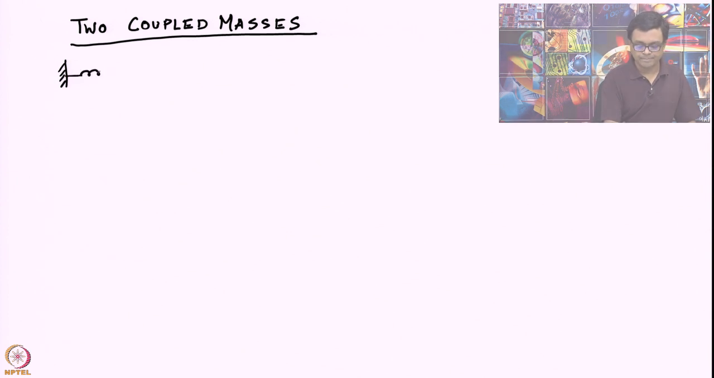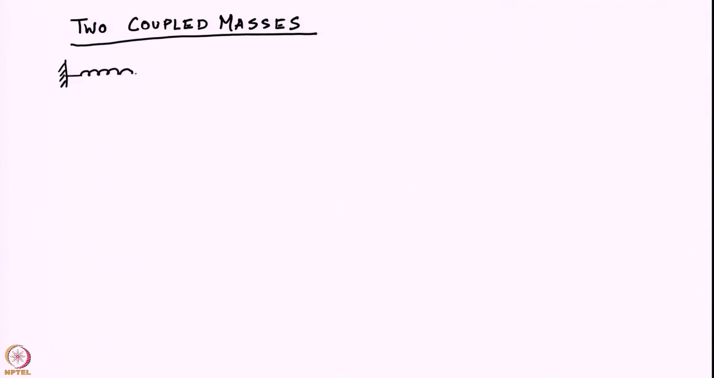So I have a spring connected to a point mass, connected to a second mass, and then another spring which is connected to a wall. For simplicity, let us assume that both the masses are the same. The spring constants are also the same.